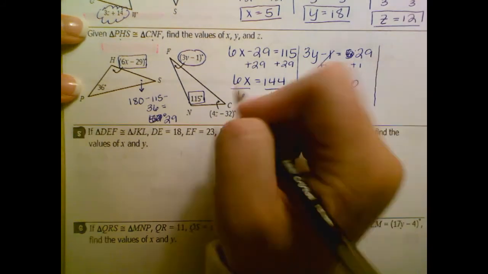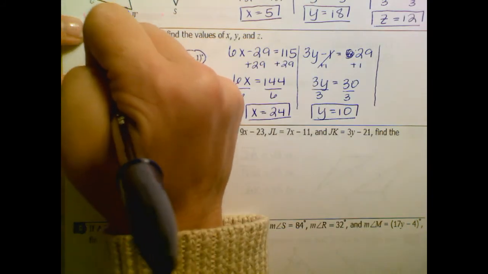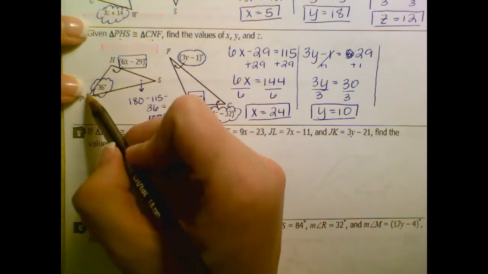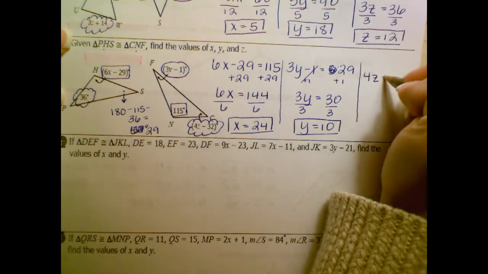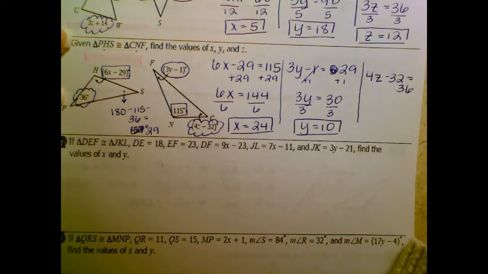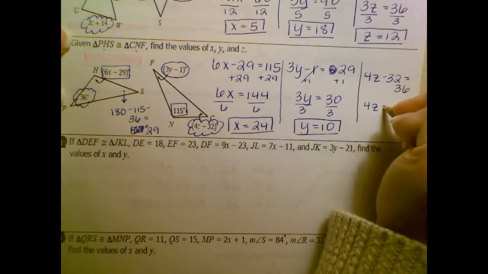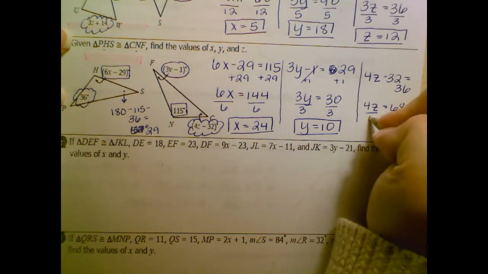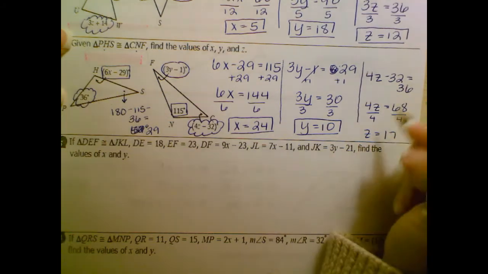Then the last one I have z. Its partner is the 36. C is first letter, its partner is P. Add my 32. I'll get 68. Divide by 4. I get 17.